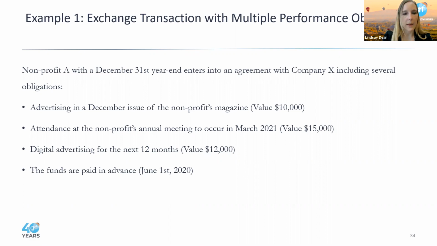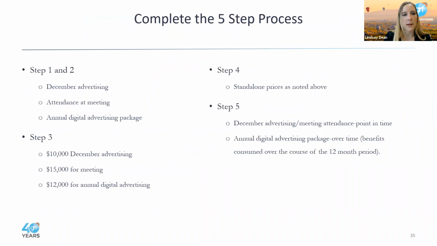So in this example, we have a December year end, and they have a contract that includes $10,000 of advertising in the December issue of the magazine. They have $15,000 of attendance at the annual meeting that actually occurs after the end of the year. And they have a digital advertising package for a period of 12 months, that's $12,000. And let's just assume that the funds are being paid up front when they sign the contract, which is in June 2020.